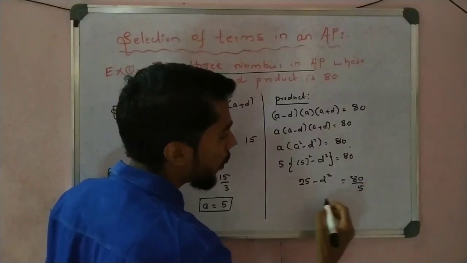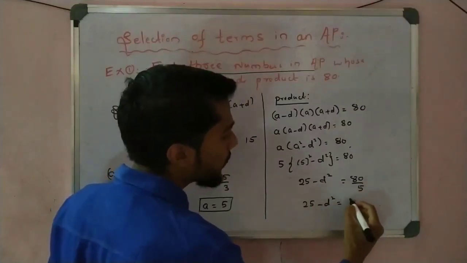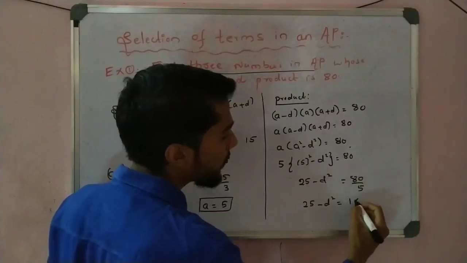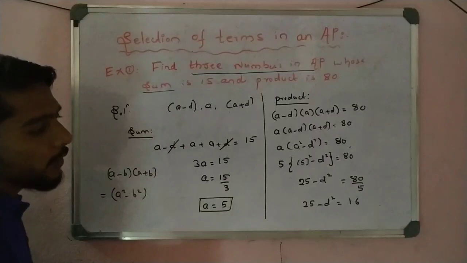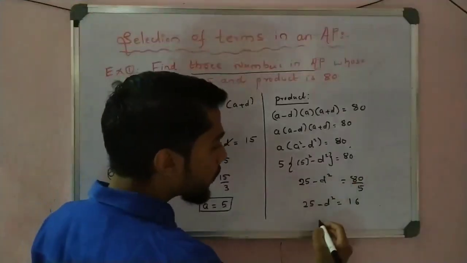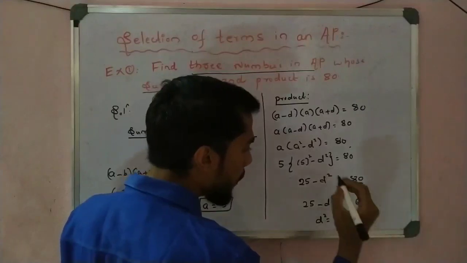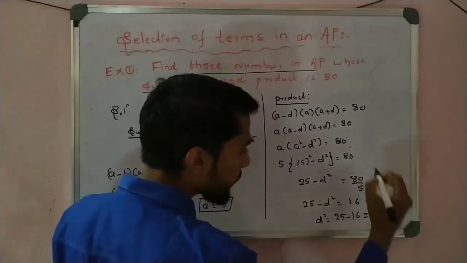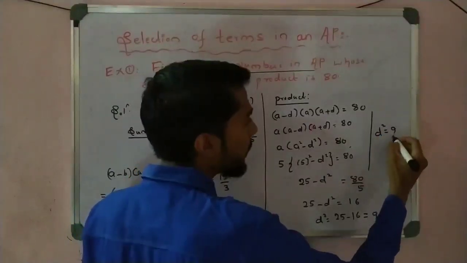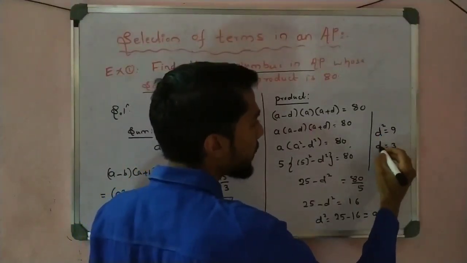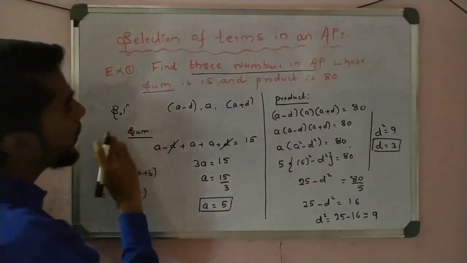So cancel here. How much do we get? 5 6s are 30, 80 divided by 5 is 16. So now d that side: d square is equal to 25 minus 16. How much is it? It is 9. So d square is equal to 9. Therefore d is equal to 3. So we get the answer here.